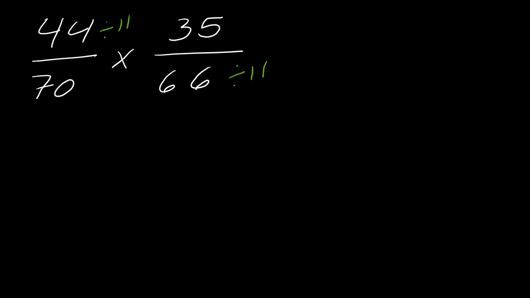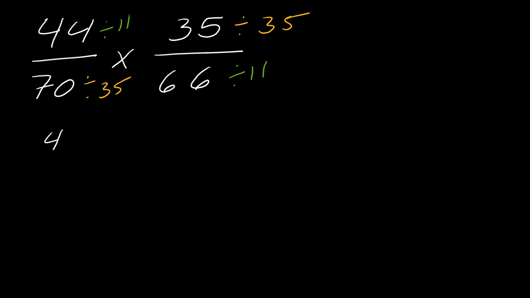And so what about 35 and 70? Well, actually, 70 is 35 times 2. So interestingly, I can actually divide the top and bottom here by 35. So let's go ahead then and just rewrite this set of fractions. So 44 divided by 11 is 4.